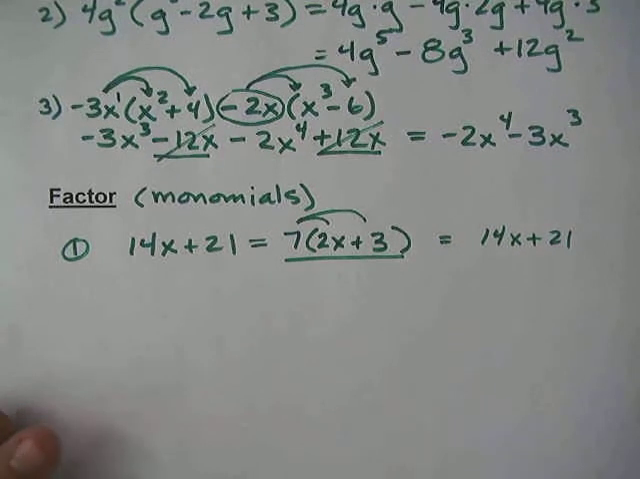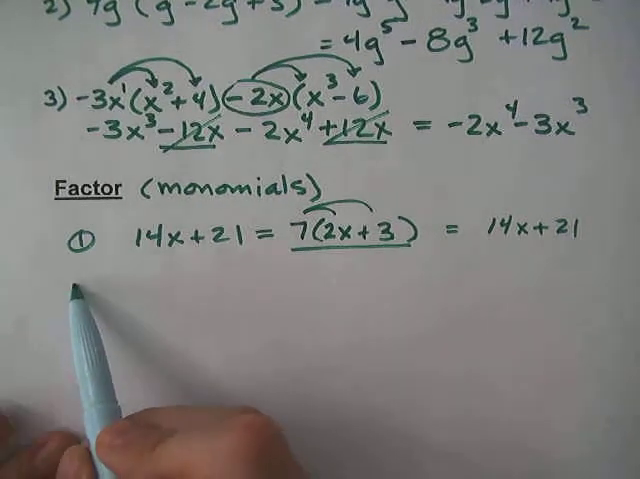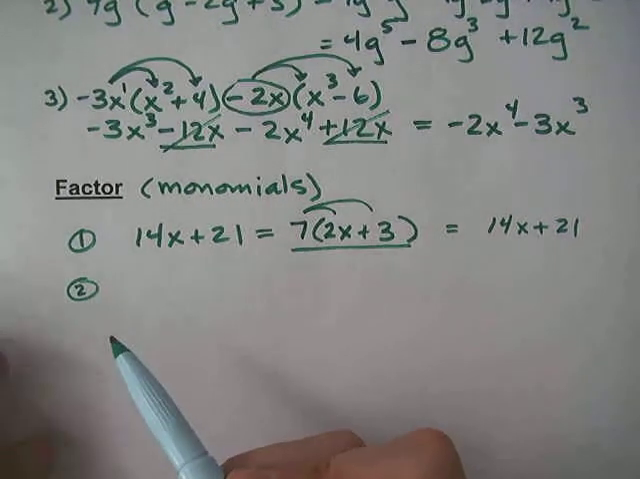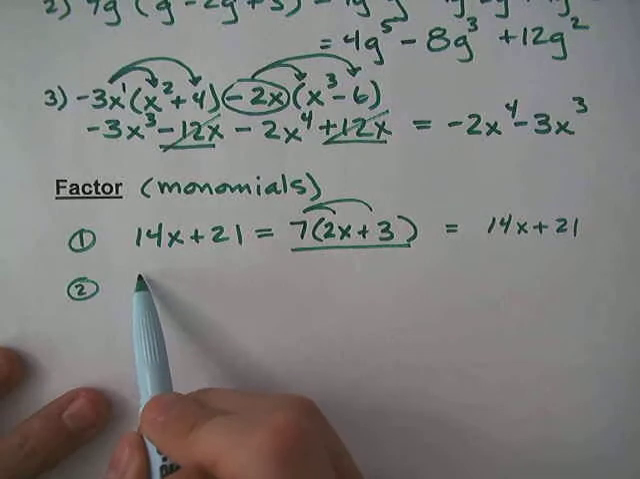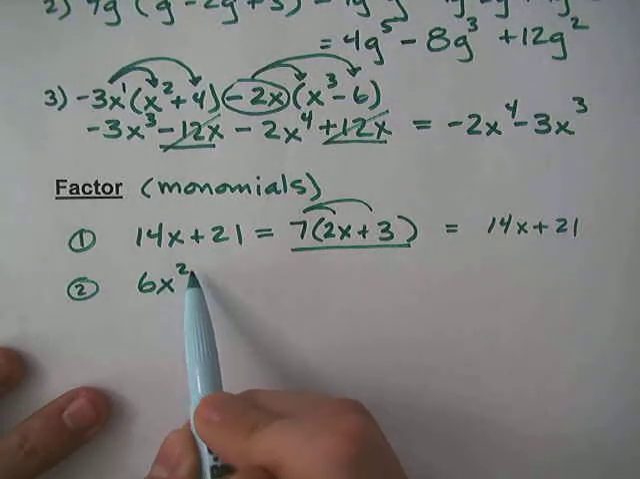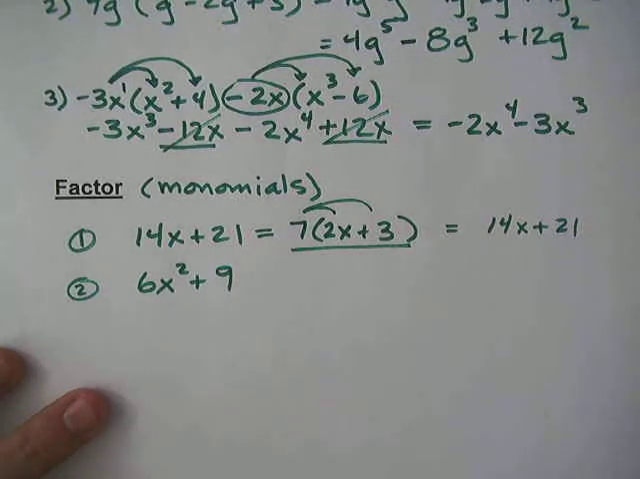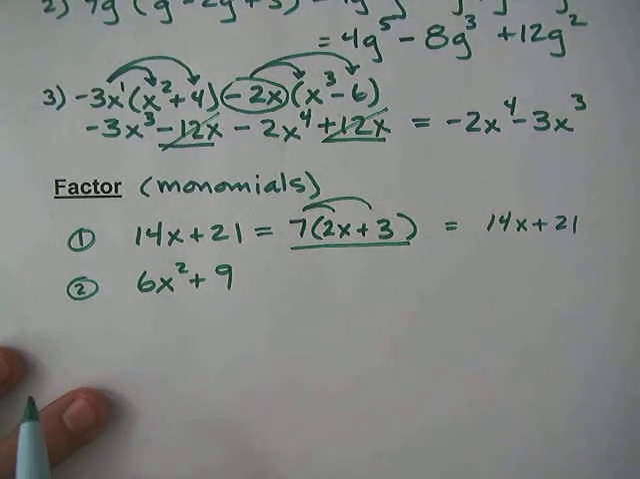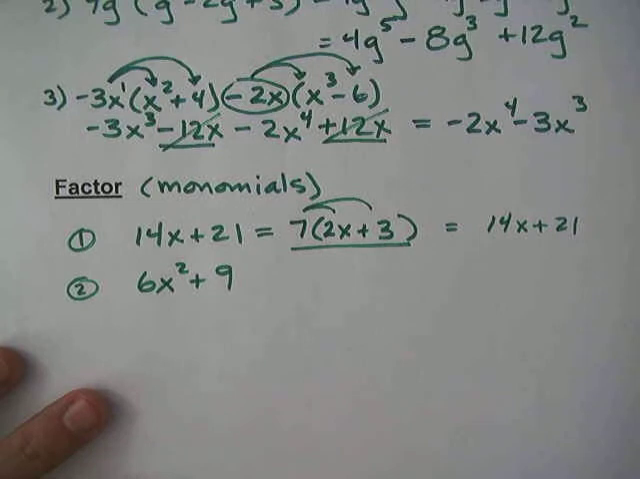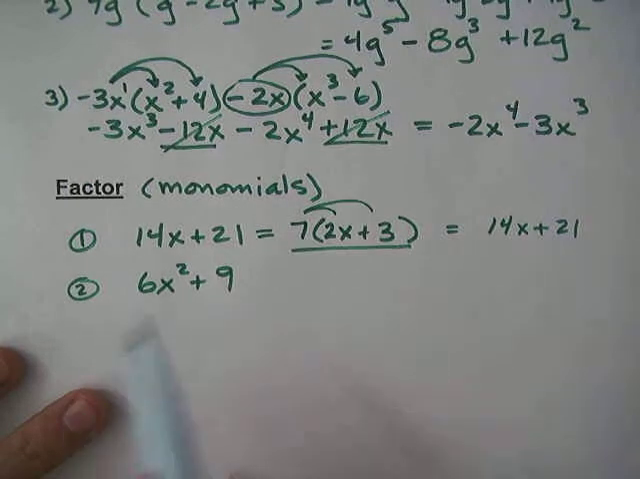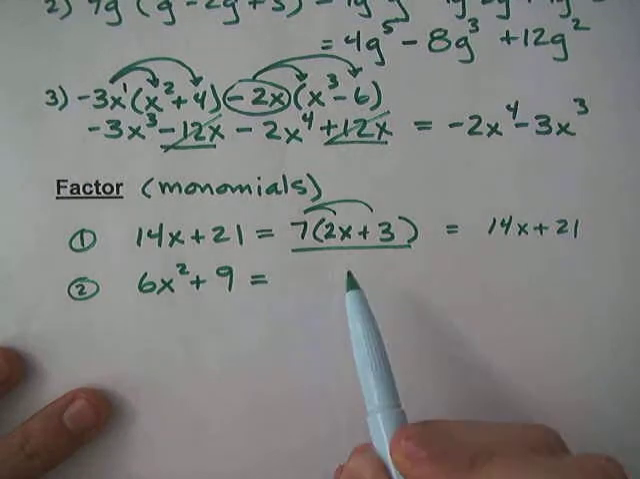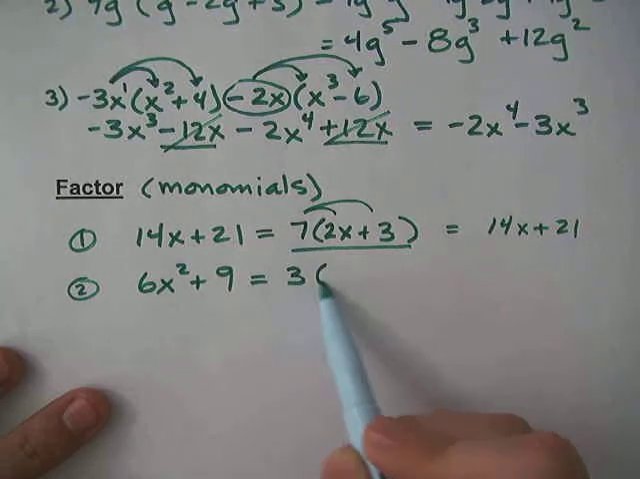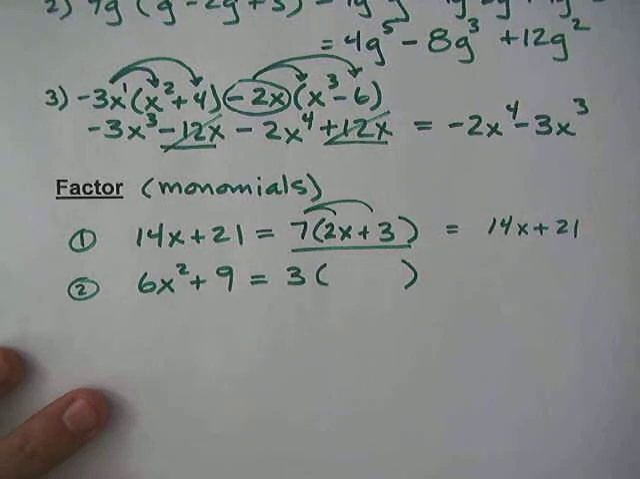Okay, so this idea of factoring a monomial is you are looking for common factors. So let's try another easy one here. 6x squared plus 9. So what common factor do the 6 and 9 have? Now again, when I say common factor, I mean the largest common factor. Well, 3. 3 will divide into both of them. So if I take out a 3, I'll put it here, parentheses.